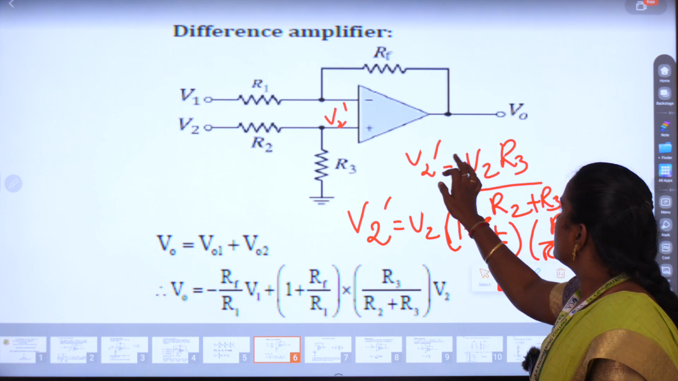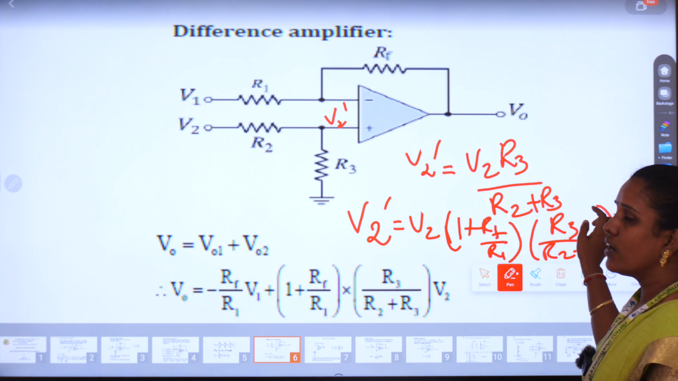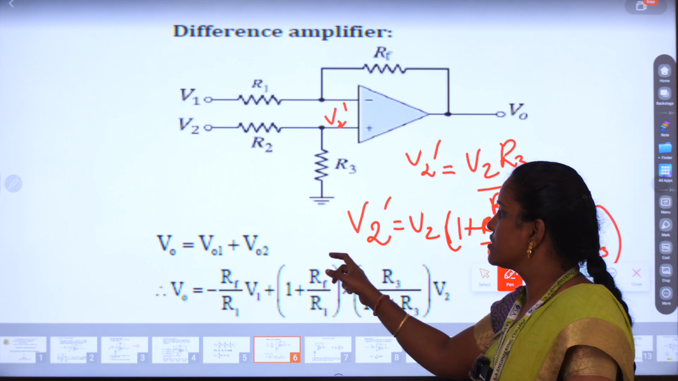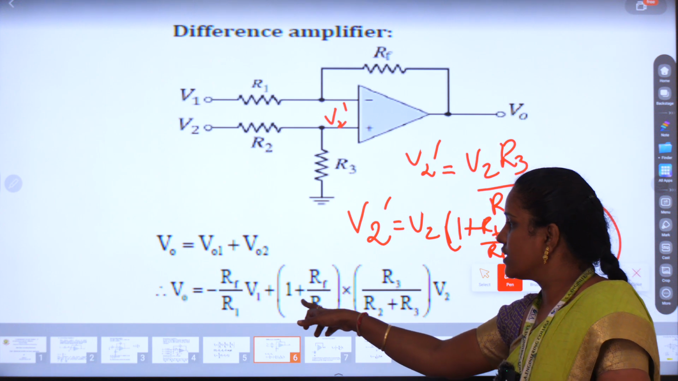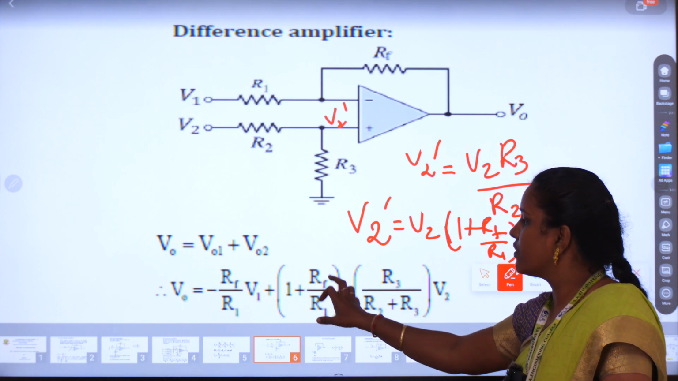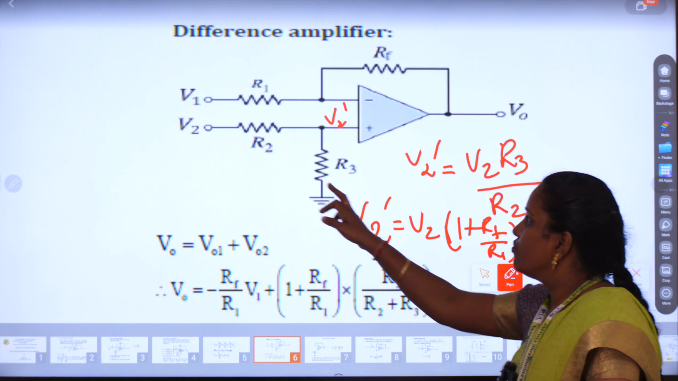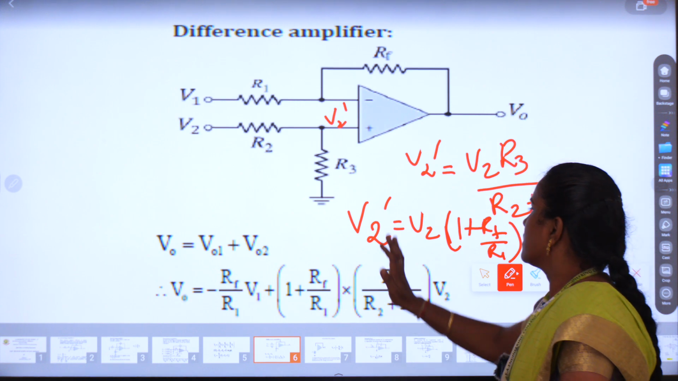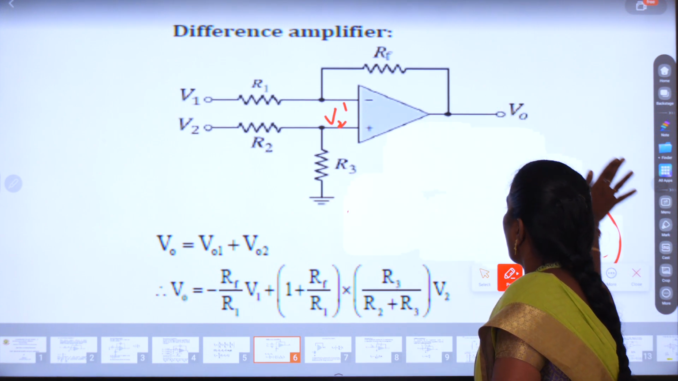So this is the equation we want to substitute here. Then this gain formula, this one voltage divider. Among this, V2 dash means the non-inverting node voltage. That's why here, the non-inverting mode gain factor, 1 plus Rf by R1, is multiplied with your V2 R3 divided by R2 plus R3. So this is the voltage you want to write down.